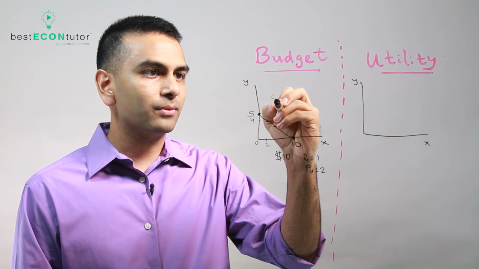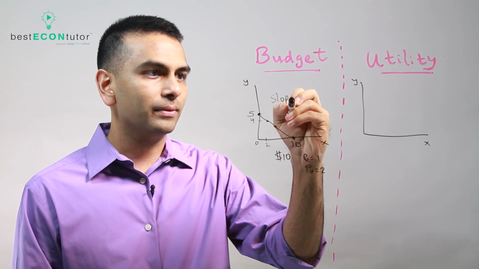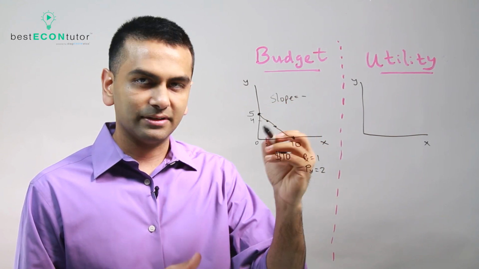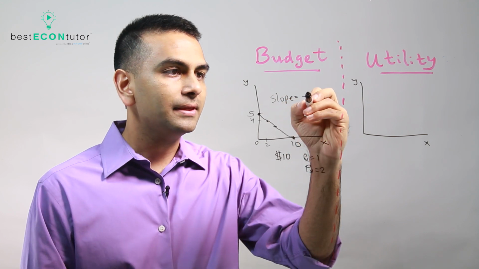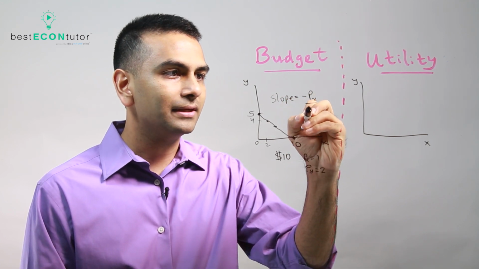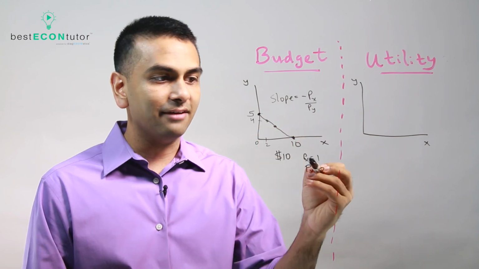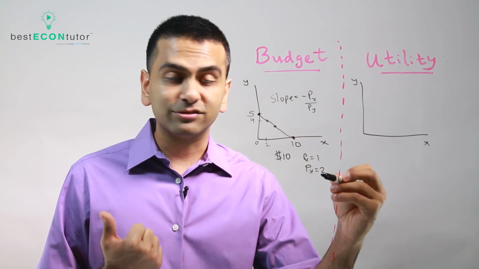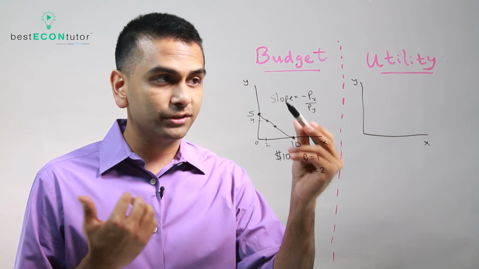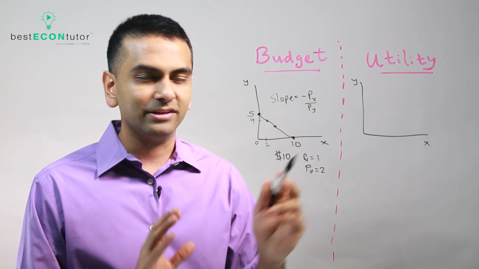So the slope, by the way, of the budget line is always going to be negative, but then it's always P of good X over P of good Y. So there's that. Here in this case it's a half, and if you look at the price of good X over the price of good Y, 1/2, that is a half. It's not just a coincidence.